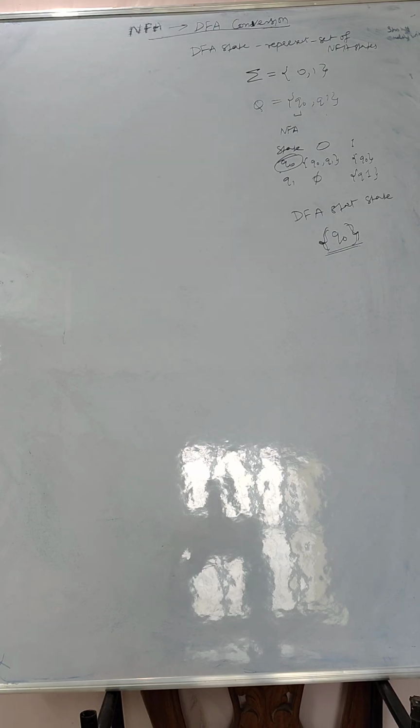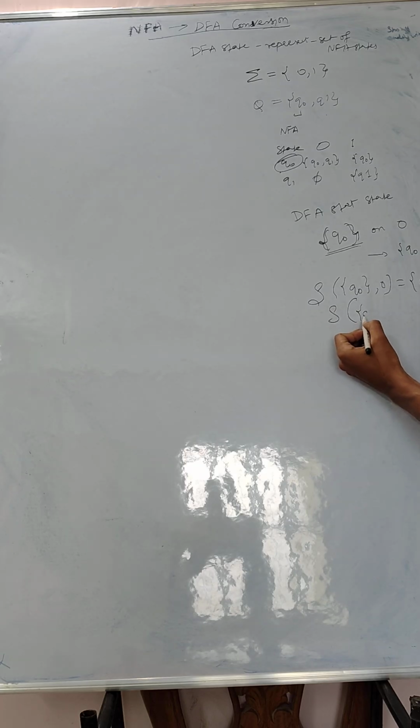So from Q0, on 0, it can go to Q0, Q1. So row Q0, input 0 will give me {Q0, Q1}. This creates a new DFA state {Q0, Q1}. From Q0 on input 1, it will simply give me Q0, right? Set {Q0}.